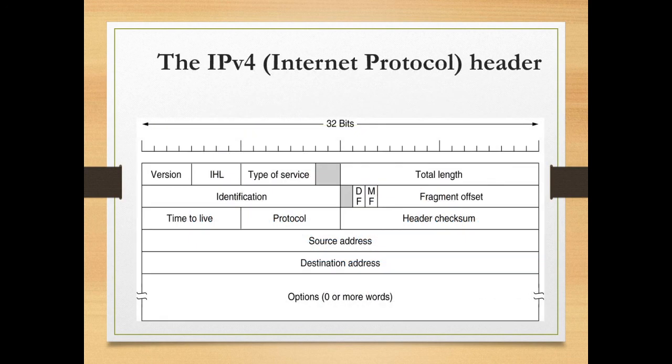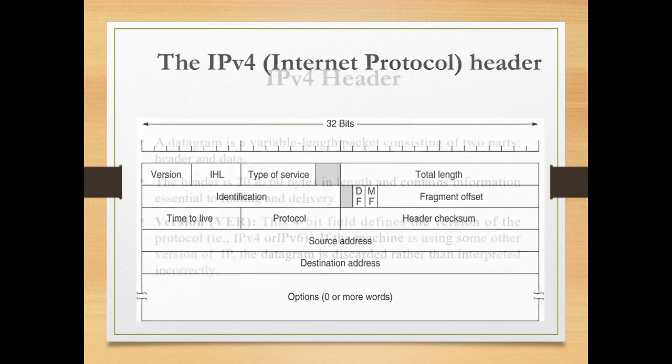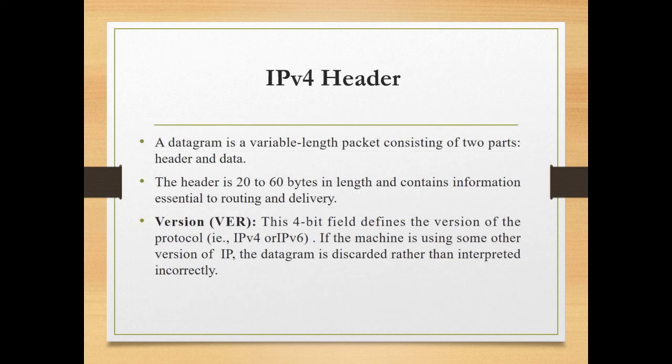Now let's see the IPv4 header format. You can see in the IPv4 header there are many fields such as version, IHL, type of service, total length, identification, etc. Let's see each field in detail. A datagram is a variable length packet consisting of two parts, header and data. The header is 20 to 60 bytes in length and contains information essential to routing and delivery.